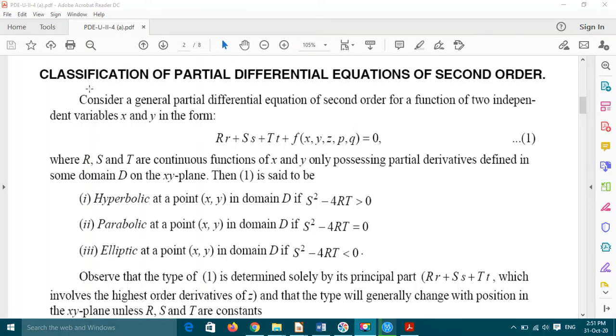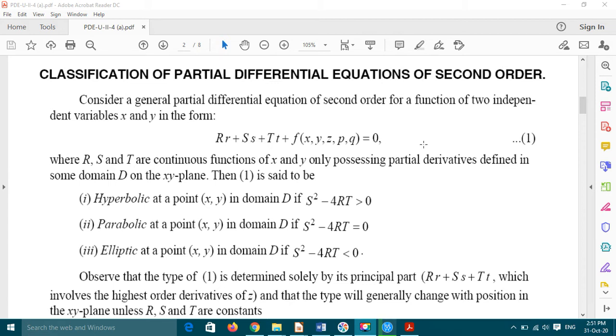Dear student, in this lecture we discuss classification of partial differential equations of second order. That means, when does a second order partial differential equation represent a parabolic, elliptic or hyperbolic differential equation? For this we consider a more general form of the second order partial differential equation in two variables x and y: Rr + Ss + Tt + f(x, y, z, p, q) = 0.